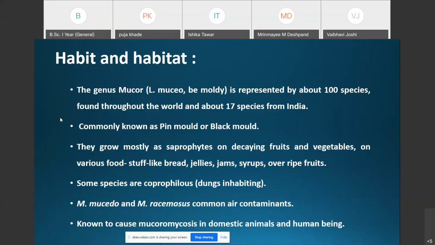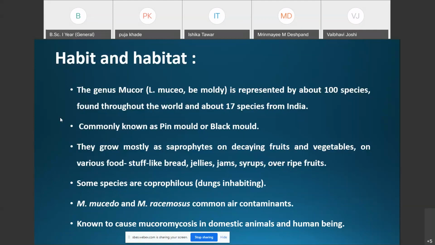Some of the species of Mucor are coprophilous, which means they are dung inhabiting, and very few species are strictly terrestrial. There are certain species, for example Mucor mucedo and Mucor racemosus, that are common air contaminants.